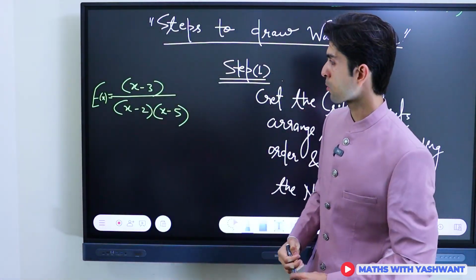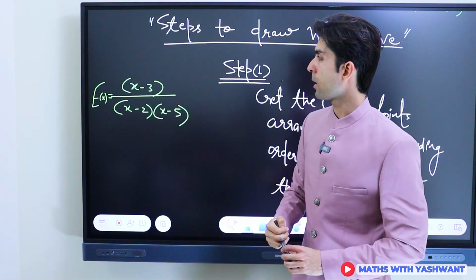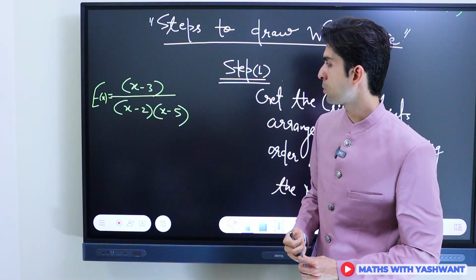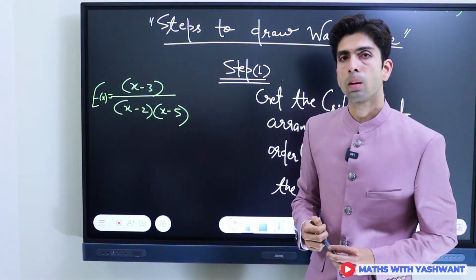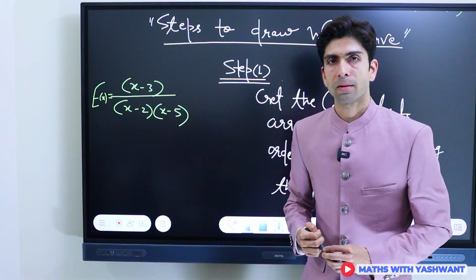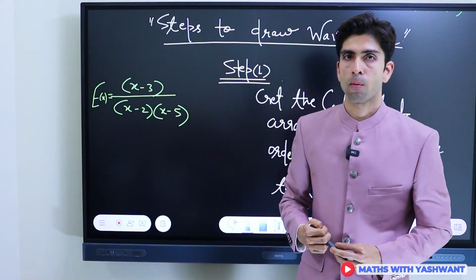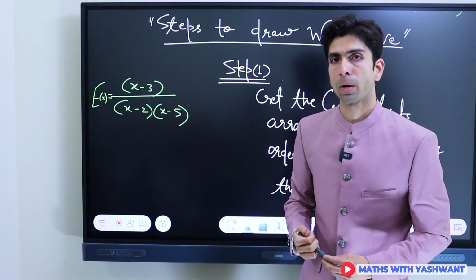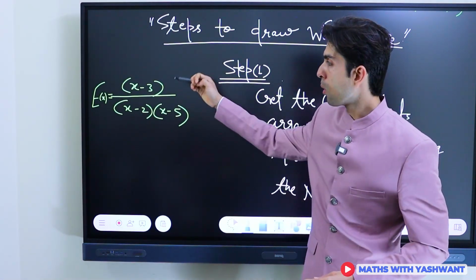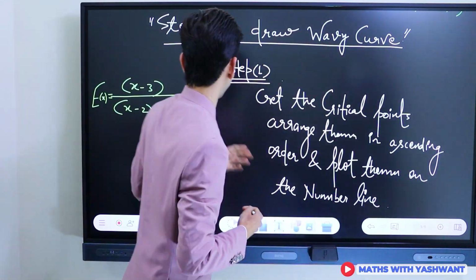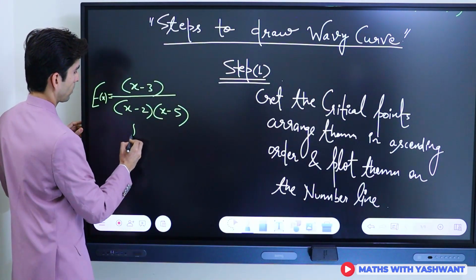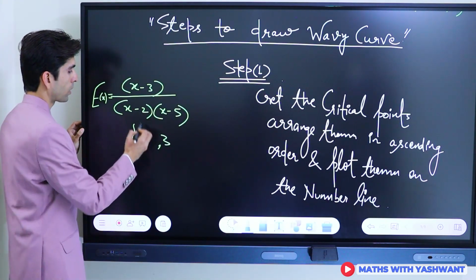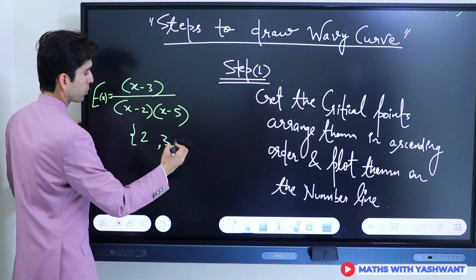Let's say we have an expression that looks somewhat like this: we have x minus 3 as the linear factor in the numerator, and in the denominator we have two linear factors, x minus 2 into x minus 5. Now to get the critical points, we equate all the linear factors present in the numerator or denominator or both to 0. In this case, our expression has linear factors both in the numerator as well as the denominator, so for getting the critical points, we equate all the linear factors to 0. If you equate x minus 3 to 0, you get 3. If you equate the linear factors present in the denominator, you get 2 for this one, and 5 for this one.